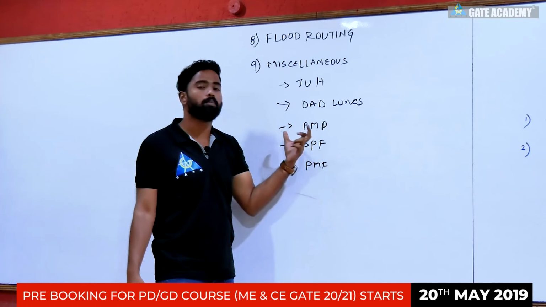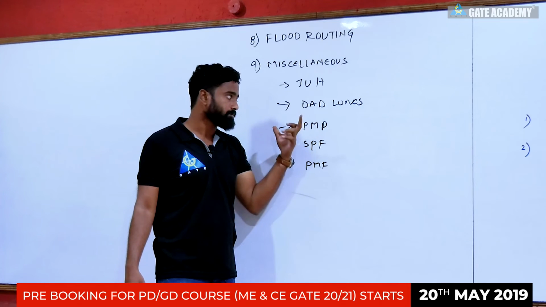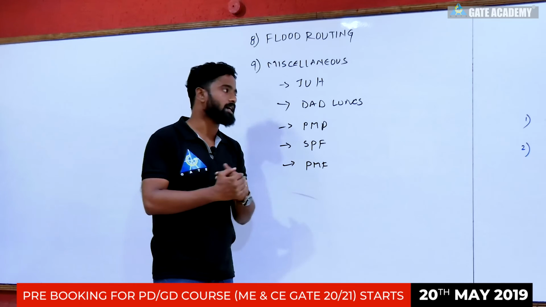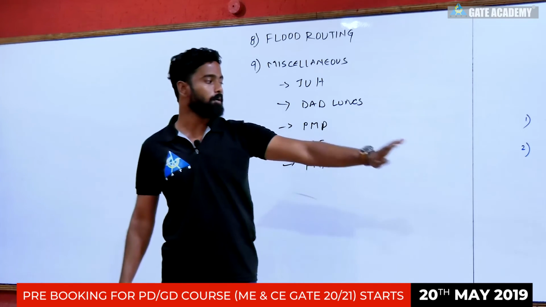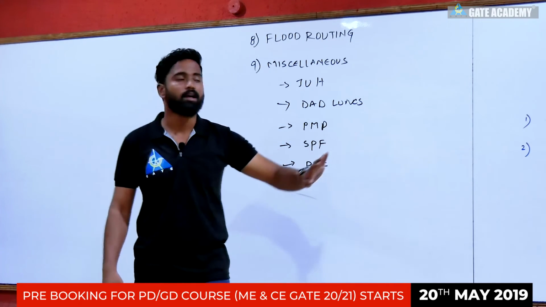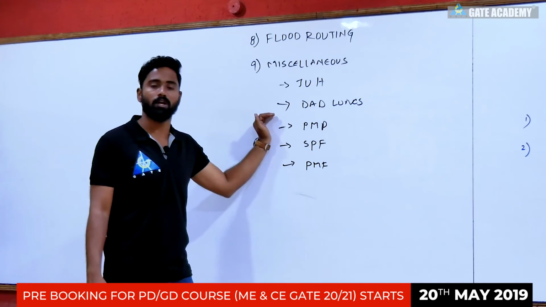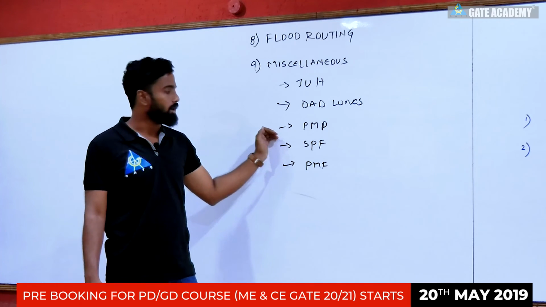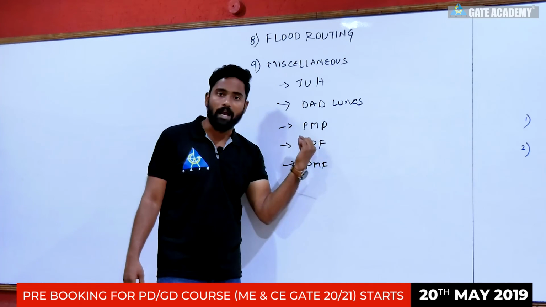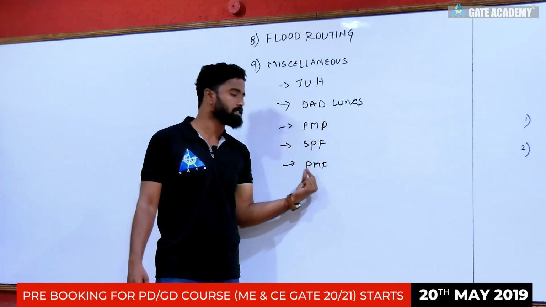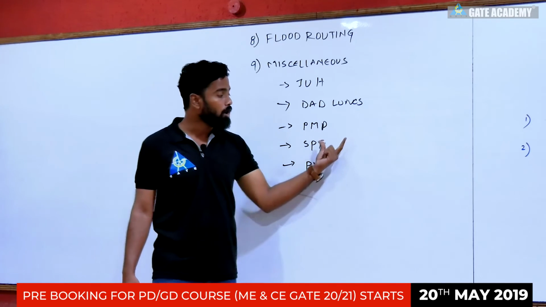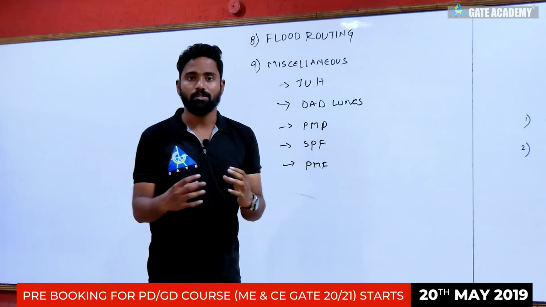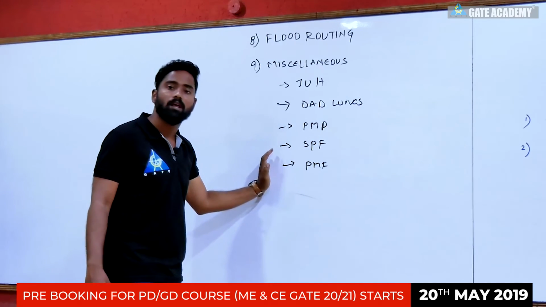And what is the probable maximum precipitation that can occur in the area? Probable maximum precipitation, by using the probability method, I told you we will calculate that. The same thing, this is also a hypothetical concept. And then standard project flood, and then probable maximum flood. Standard project flood is approximately 65% of probable maximum flood. All these concepts are objective questions, match the following questions. These things will be very useful.